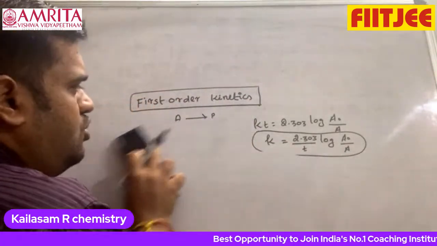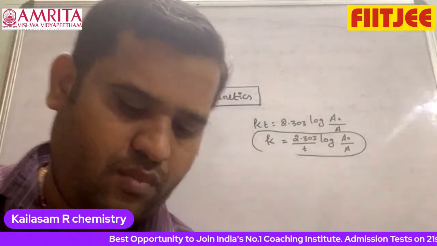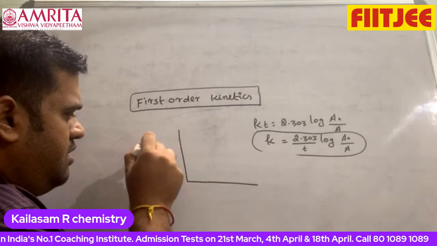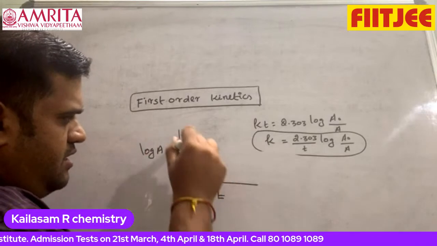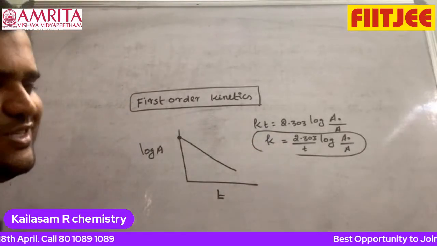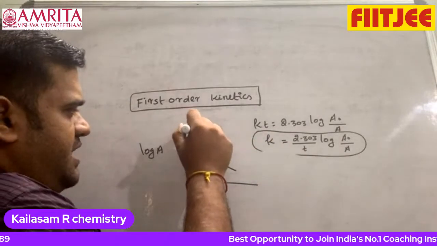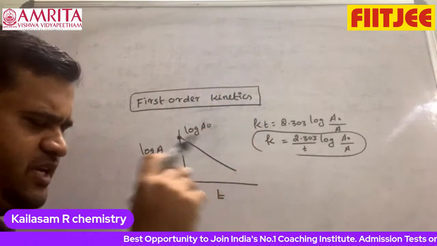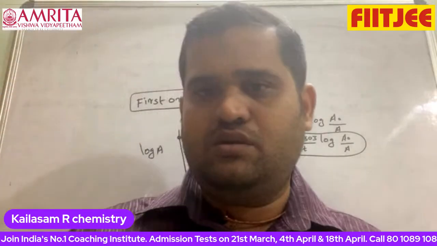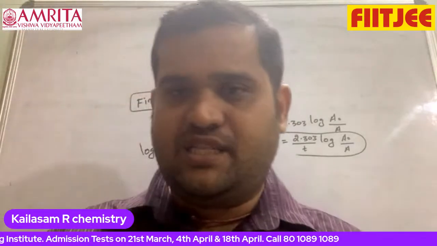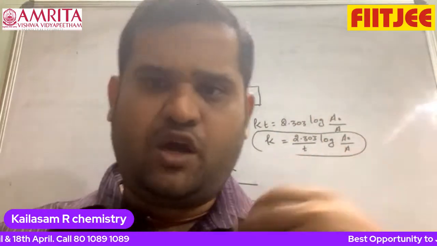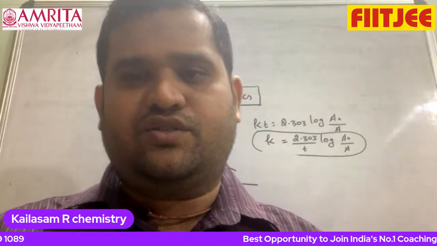Now, if we want to draw the graph, look at this, the graph of log A versus T. This is what I'm going to get. The slope is minus K by 2.303. This is the intercept, which is log A naught. This is the graph of first order kinetics. That means all the radioactive reactions follow first order kinetics. Hydrogenation of ethene follows first order kinetics. So all the radioactive reactions, natural or artificial, follow first order kinetics.